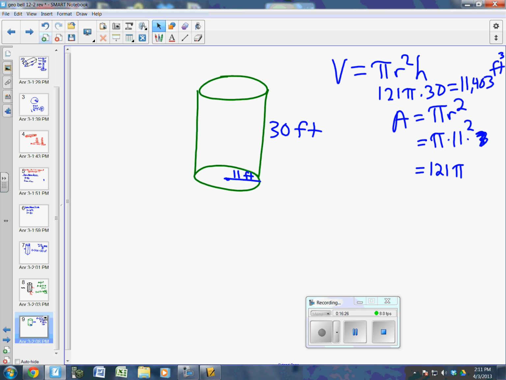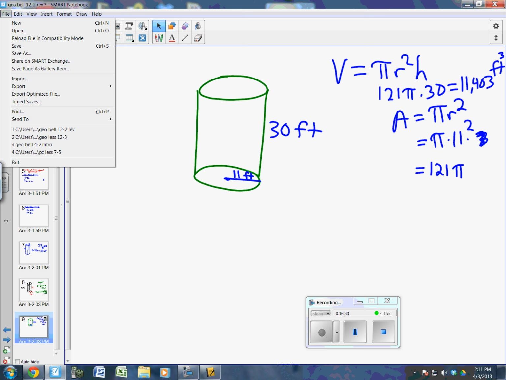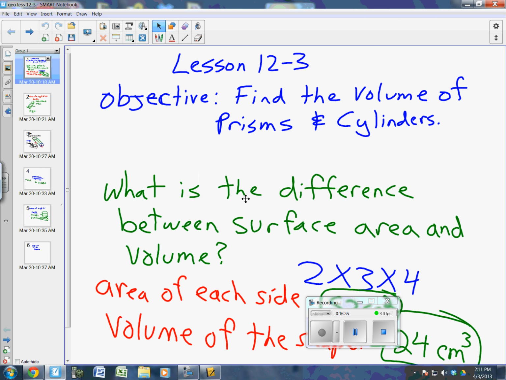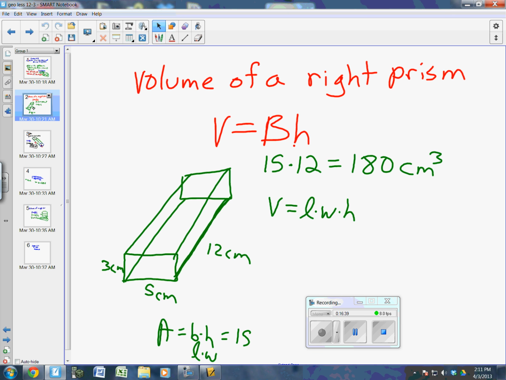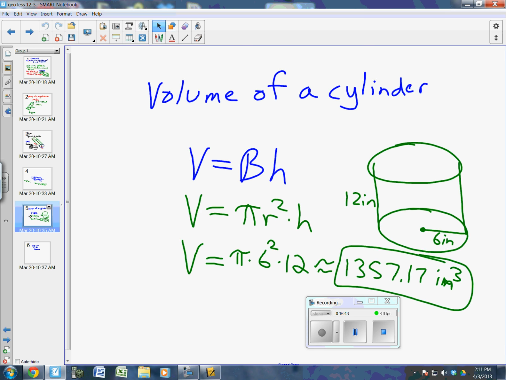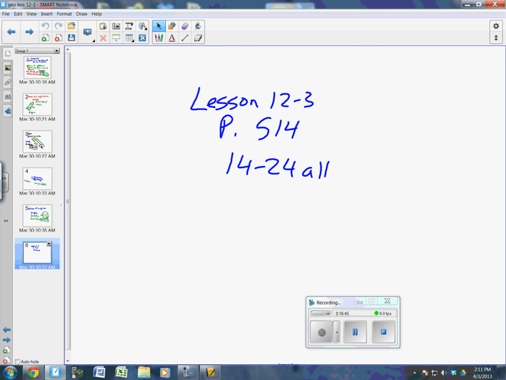Okay, here is your assignment. You know what? I had all these problems already made right over here. Look at all those. I had them all done for you. There's your assignment, guys, right there. 14 through 24, all. Page 514, lesson 12-3. I'm turning it off.